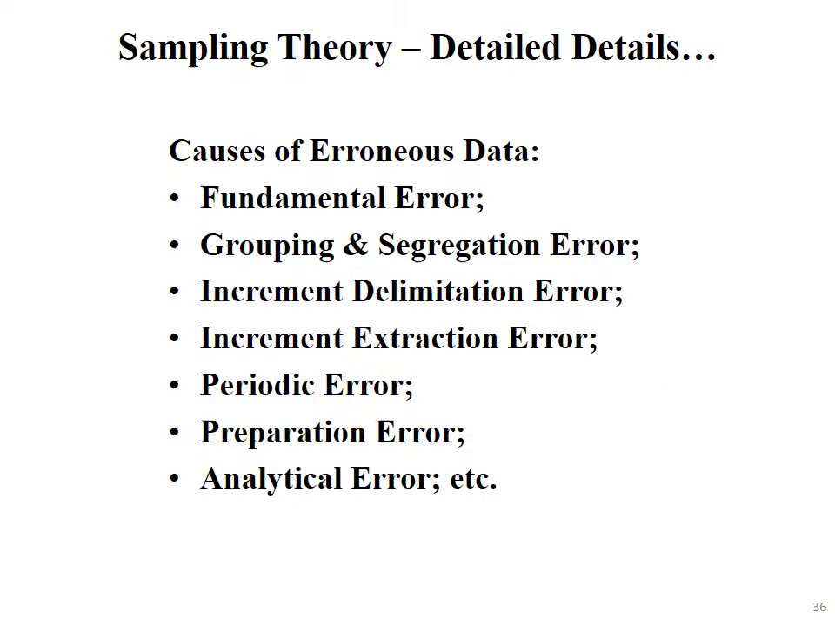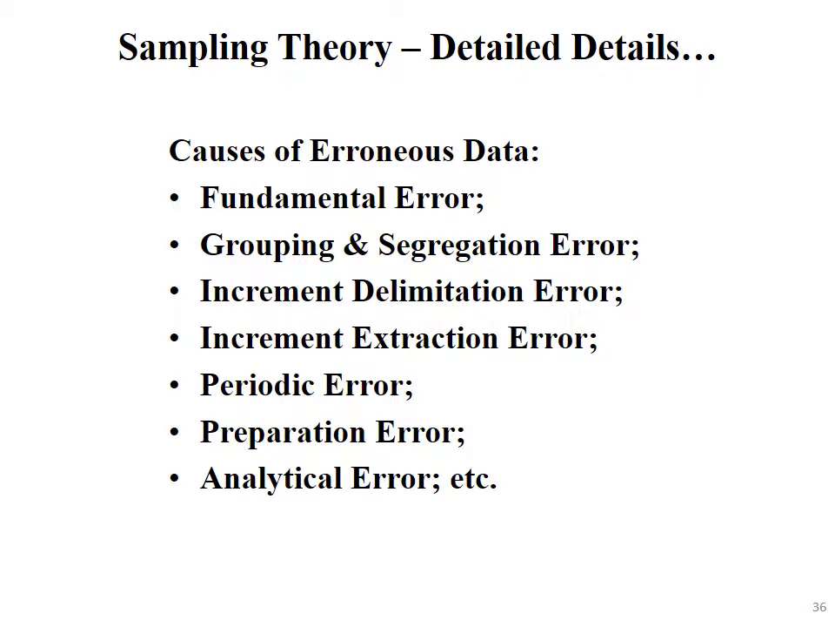They all have the same concept, kind of the same goal, just different terminology, and you have to be careful with the terminology you use. Sampling theory has lots of details. Again, I'm not going to get into the details. There are a lot of potential causes of error in your data. Fundamental error is just dealing with how you collect a soil sample, mass and such, based on your target concentrations, particle size and shape and density.